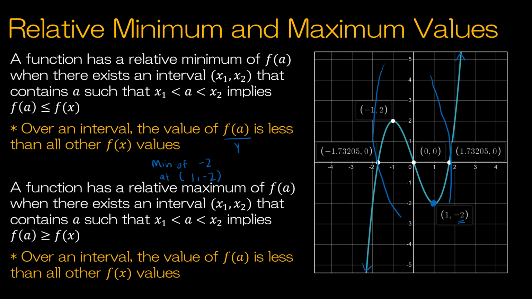So this isn't an absolute maximum, it is a relative. And that means relative to everything around it, is it greater than everything around it? So a relative maximum in this case would be a maximum of 2 at -1, 2, because again, this is greater than all of the values around it.